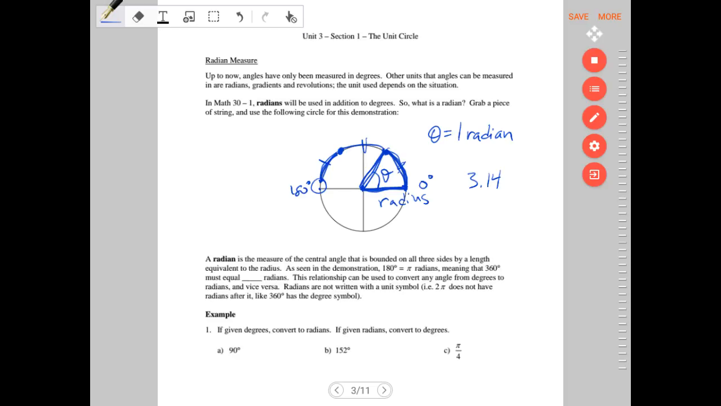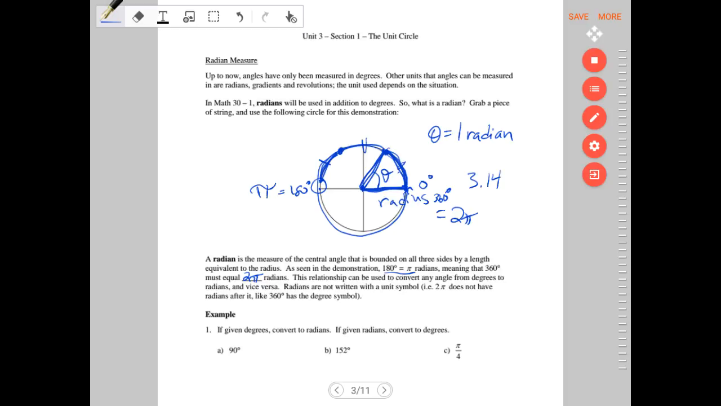3.14. That should remind you of something. Oh, right. That's pi. So as seen in the demonstration, 180 degrees is equal to pi radians, meaning that 360 degrees, so if I were to go a full circle all the way around back to the start, if 180 is the same as pi, then 360 would have to be 2 pi. The relationship can be used to convert any angle from degrees into radians and vice versa. So all you'd have to worry about here is cross multiplying.